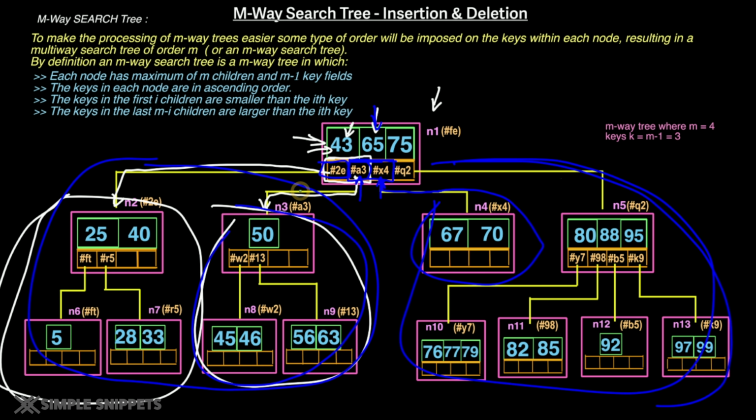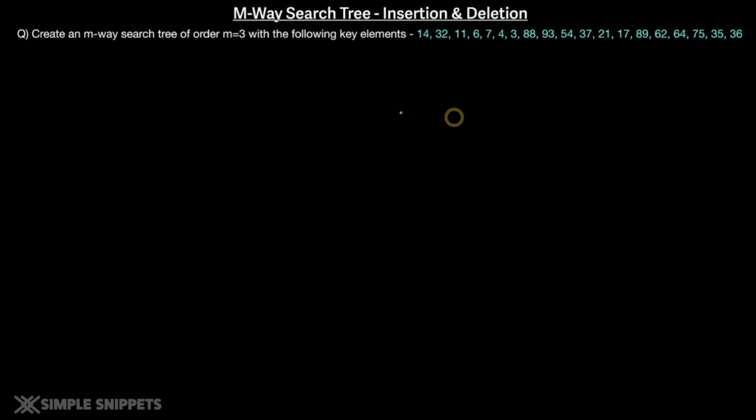Now let's start off with the first process, that is the insertion process. Here we have a question which says create an M-way search tree of order m equals 3 with the following key elements, which are supposed to be inserted one by one. Elements and keys are one and the same thing.